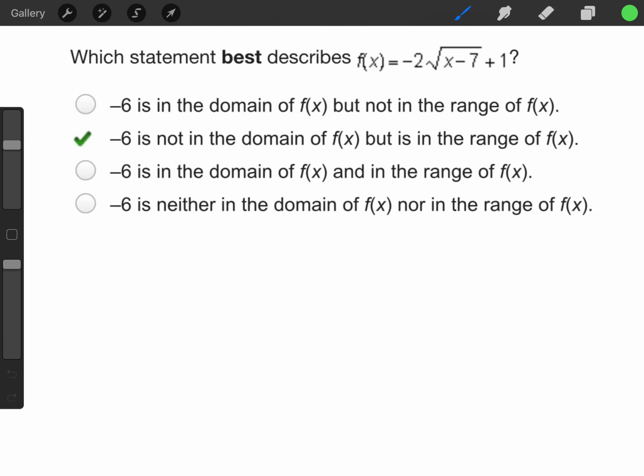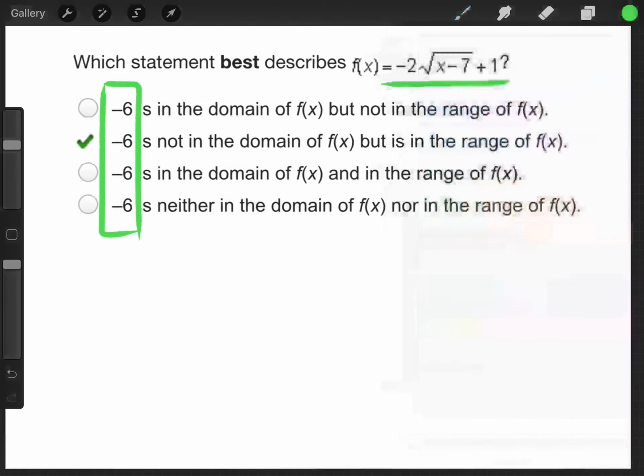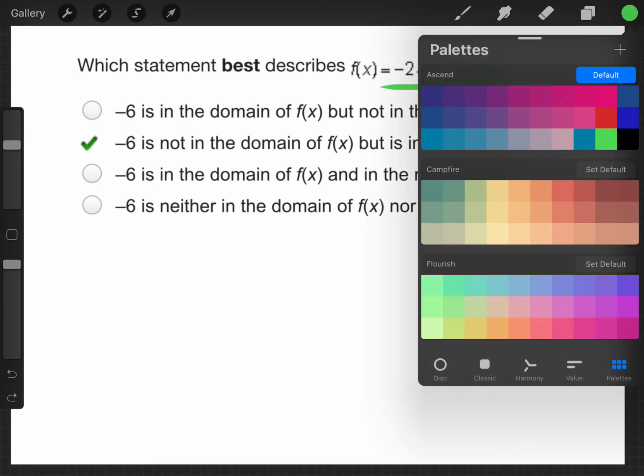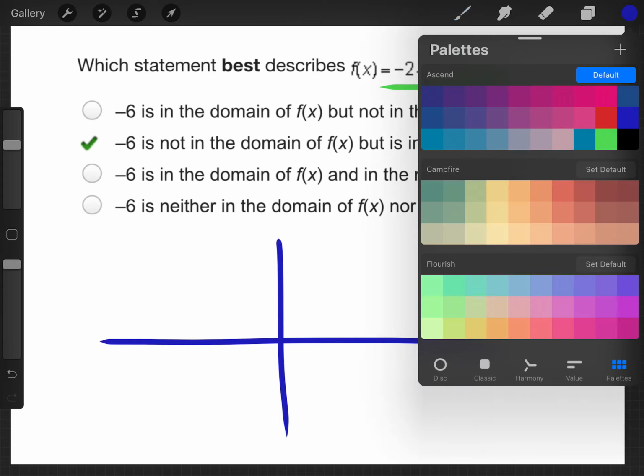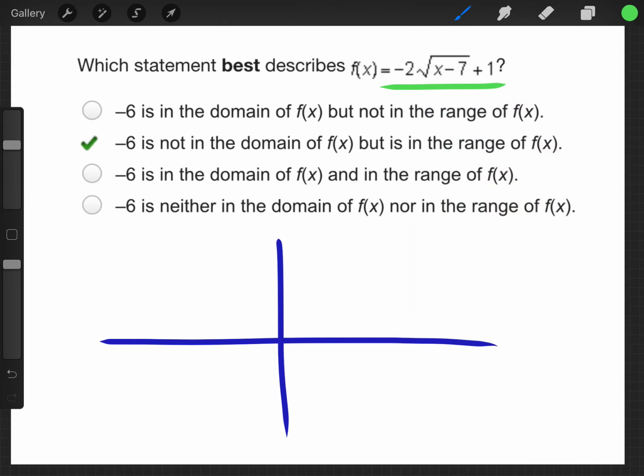All right, so next one, which statement best describes this? Okay, so first of all, we gotta understand that we got a bunch of negative 6's in there. So let's just graph this one and let's see what happens. So the xy axis, and then I'm gonna graph this. It's gonna go right by 7: 1, 2, 3, 4, 5, 6, 7, and then up by 1. Starting point is right here, and it's gonna be something like that.